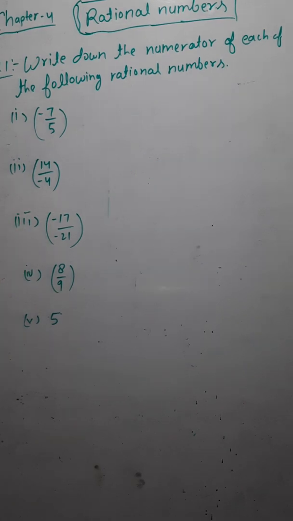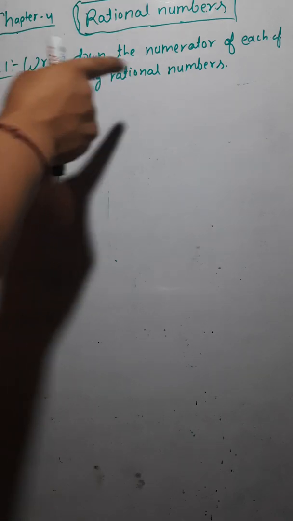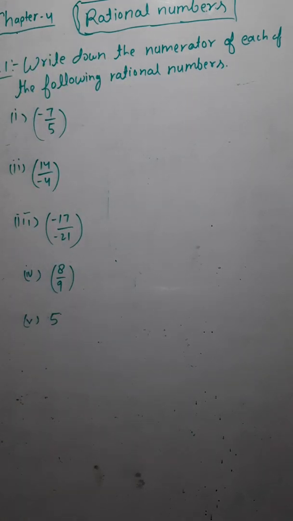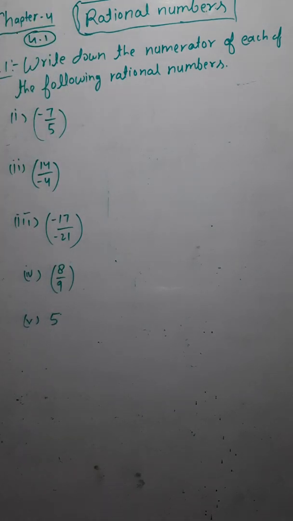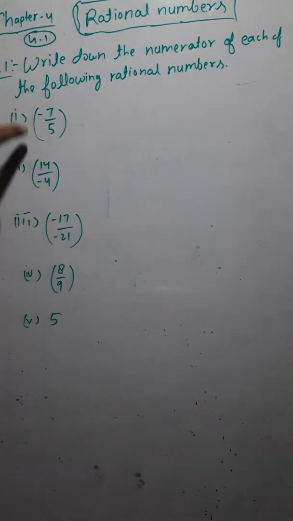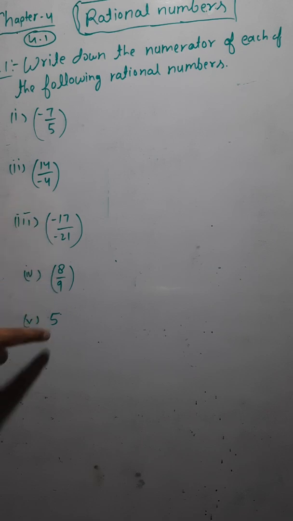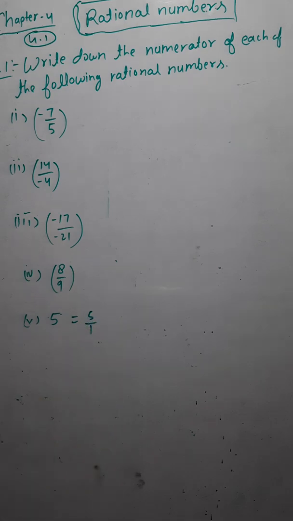Now we are starting the exercise. It will be the first question, exercise number 4.1. Question number 1 is: write down the numerator of each of the following rational numbers. All these are rational numbers, p by q, p by q, p by q. This one is also p by q, because you can write 5 as 5 by 1. So all are rational numbers.